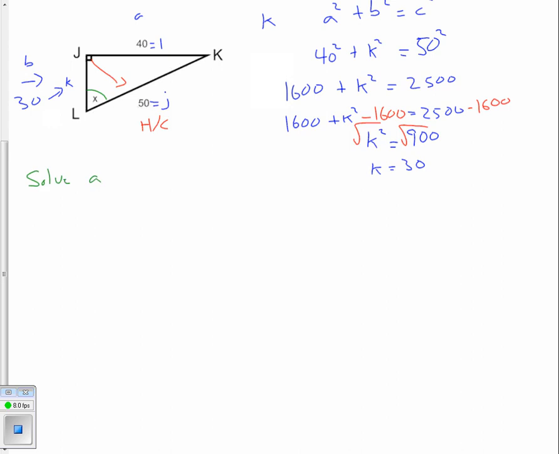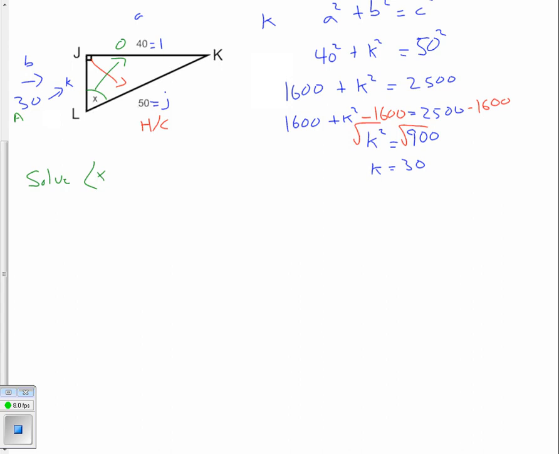So solve for angle x. Let me try that again. We want to solve for angle x. Okay, so we know that we've got an opposite side length for angle x that is 40 units long. We know the hypotenuse is 50, and we also know the value of the adjacent for angle x.